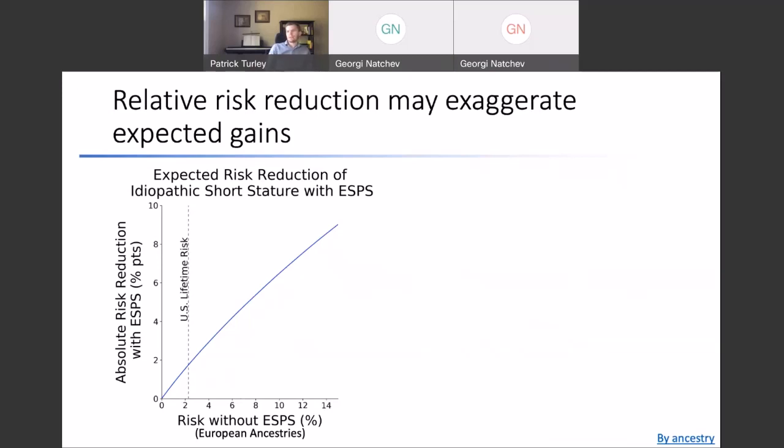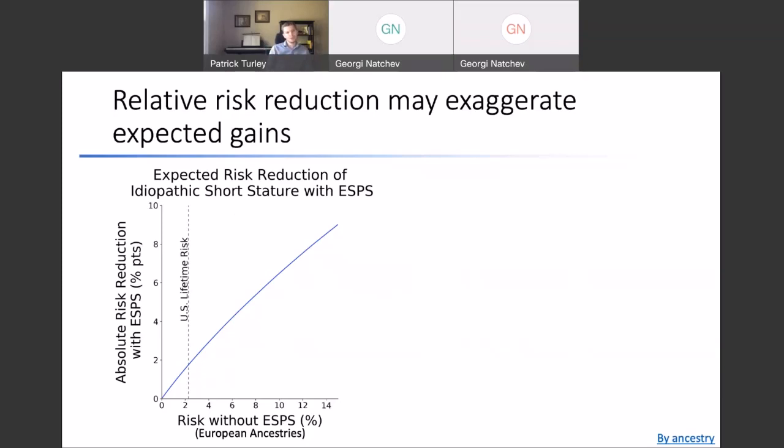The last point that I want to make is that there are different ways to communicate the performance of embryo selection and how much the risk can be reduced. Take, for example, the phenotype of idiopathic short stature. This is a trait where your height is 2 standard deviations below the mean. So it's sort of rare, but these are people who are very, very short.